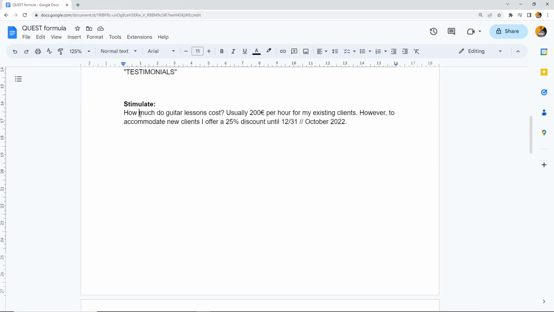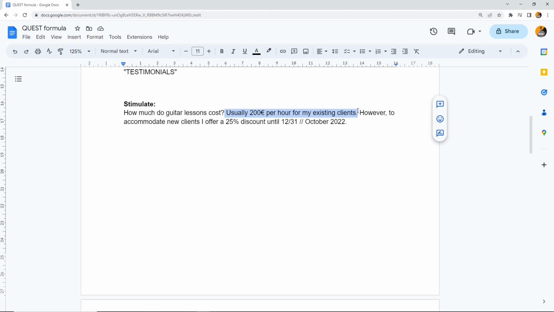How much do guitar lessons cost? Usually 200 euros per hour for my existing clients. So what you do with the first question is already make the reader think about a price. If the reader thinks that maybe a guitar lesson costs, let's say, 100 euros, and then your offer is below 100 euros, then this is good for him or her. Then the answer is pretty much, yes, I will try it out. If the price is above his or her expectations, then the sentence that follows might help.